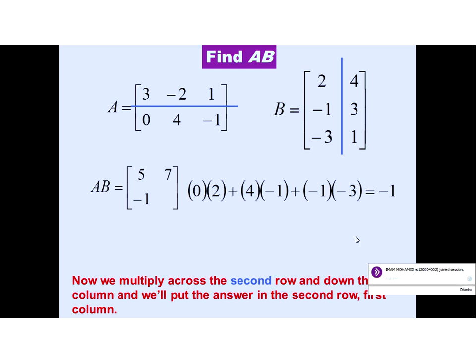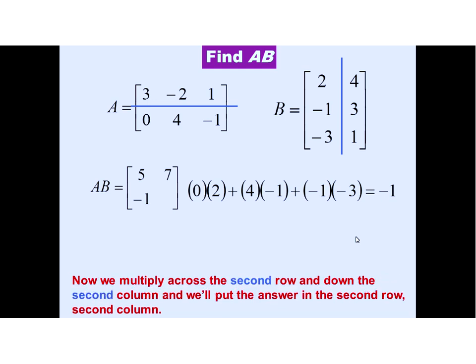So again, the third, I want the second row and second column. So I will multiply the second row with the second column. So first of all I will multiply. Now we multiply across the second row and down the second column, and we will put the answer in the second row and second column. So I will show you how we multiply.